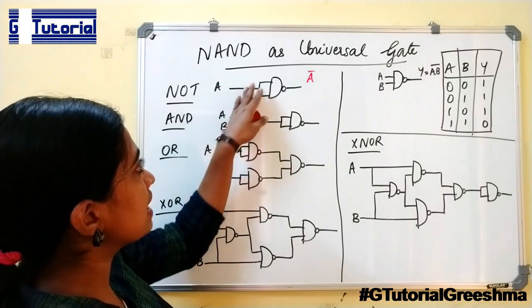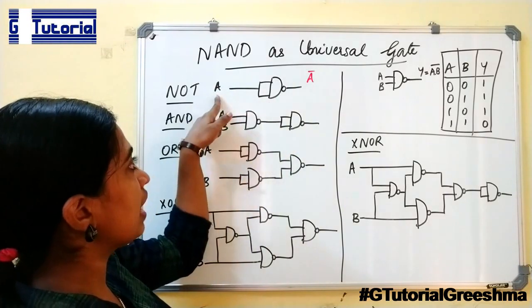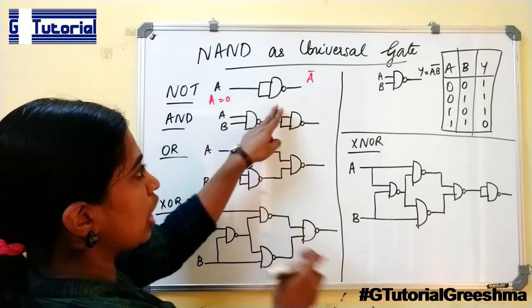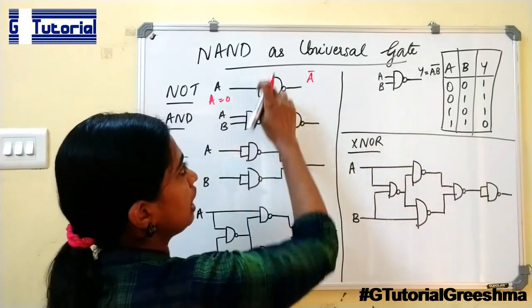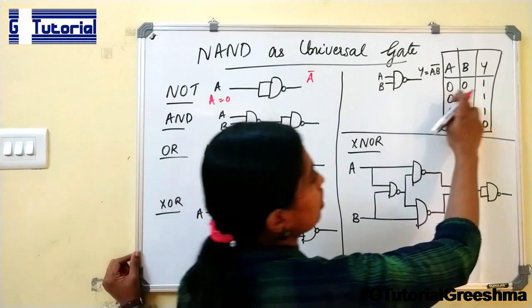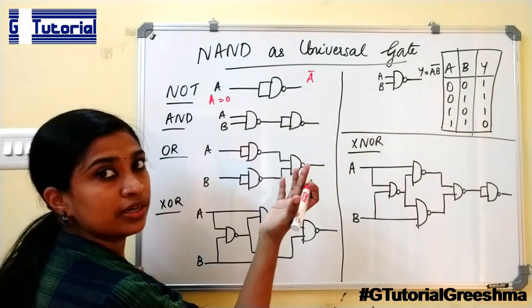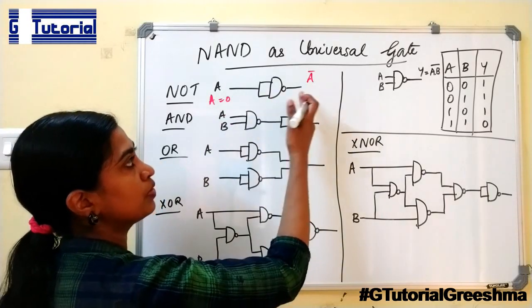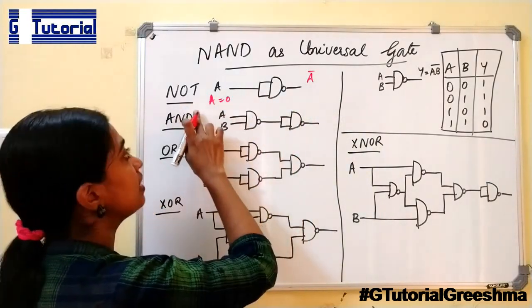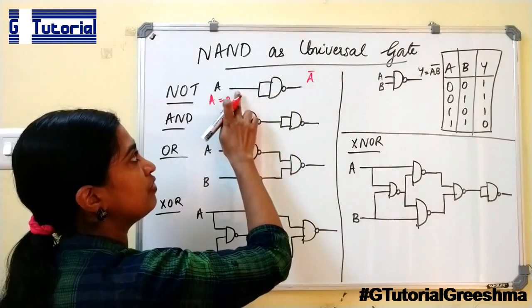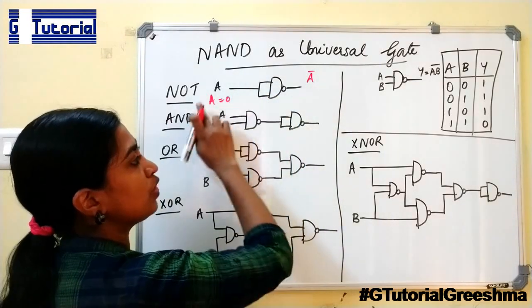If you are feeding the same input, let us see the case when A is equal to 0. When A is equal to 0, both inputs are 0 and 0. So the output is what? 1. So what is actually done? It is just complementing the input. So we can say that it is a NOT gate. When both inputs of a NAND gate are fed with the same input, we obtain a NOT gate.